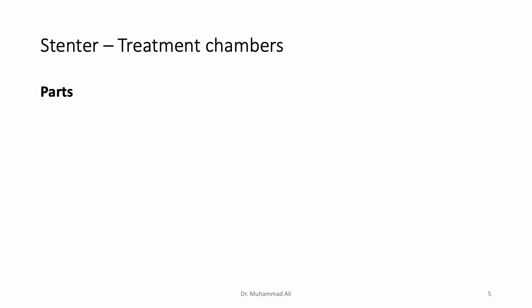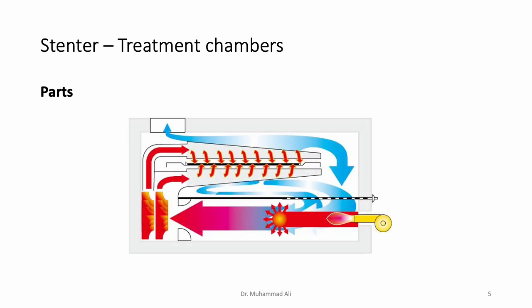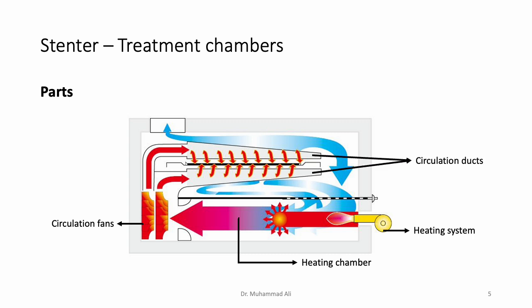Let's look at the parts again, now with the help of a schematic diagram. So here is a schematic diagram of the cross section of the treatment chamber. Once again, in the lower section we have a heating system. We have the heating chamber where the process medium gets heated up with the help of the heating system. Circulation fans draw the heated air and pass it on to a set of circulation ducts, and lint screens. And an additional component which I did not mention in the previous slide is the exhaust system. So to maintain the efficiency of the process, a certain amount of the process medium has to be sent to the exhaust.